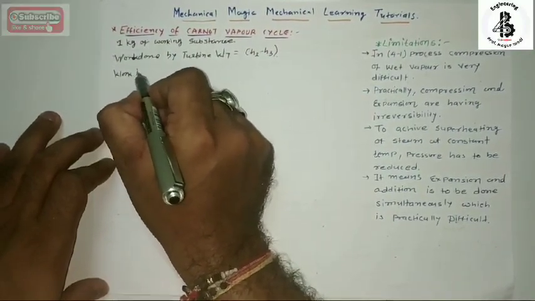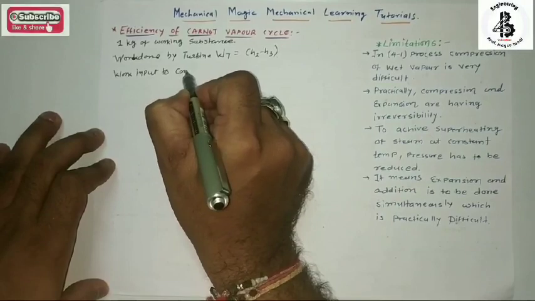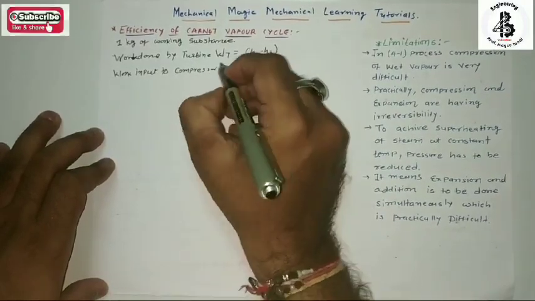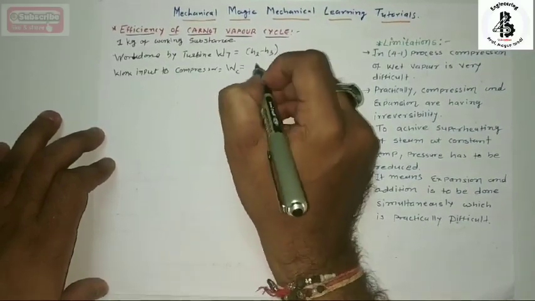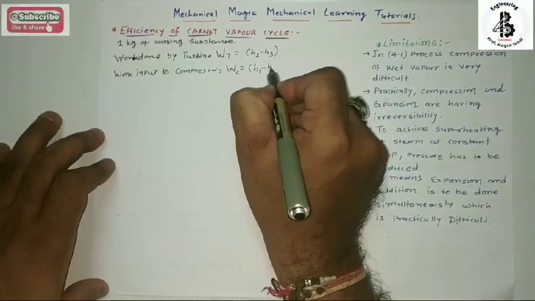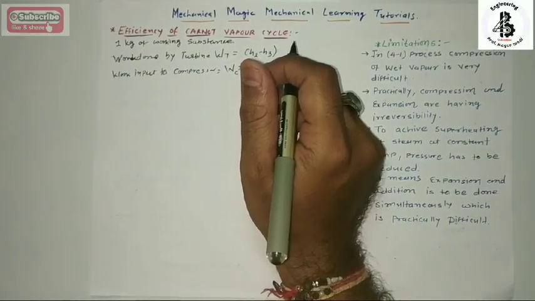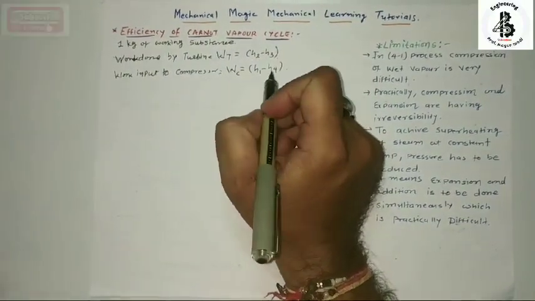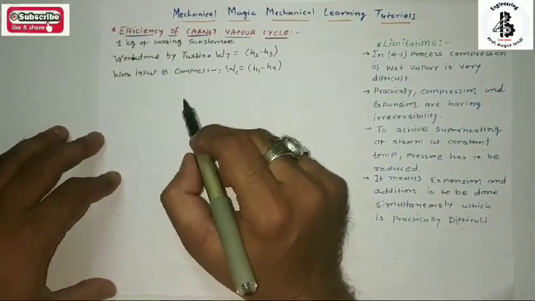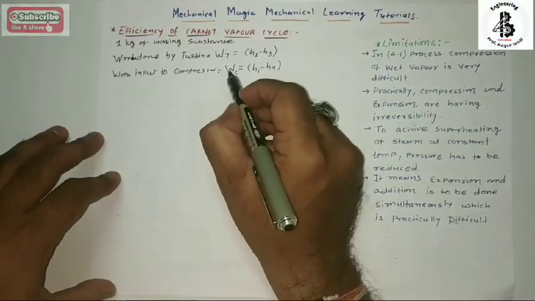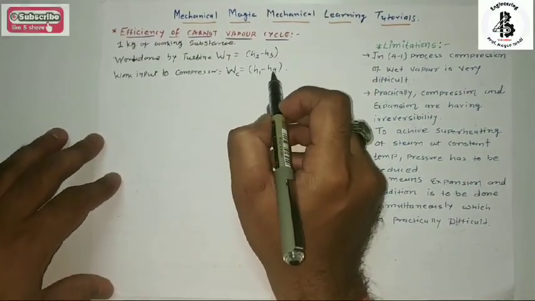And the work input to the compressor, so that will be the work done onto the compressor, will be equal to H1 minus H4. As is clear from the PV diagram, the work done by the turbine is H2 minus H3, and the work input to the compressor, which consumes the work, or you can say power, is H1 minus H4.